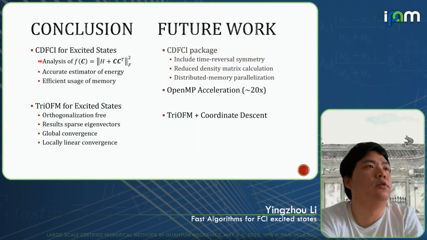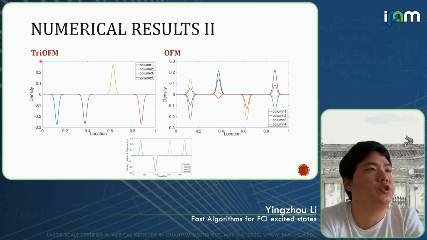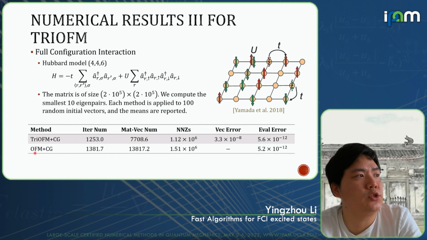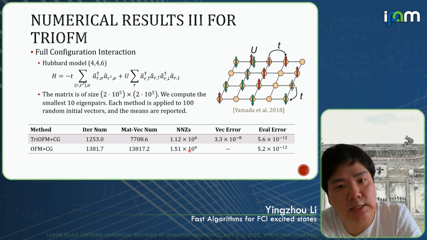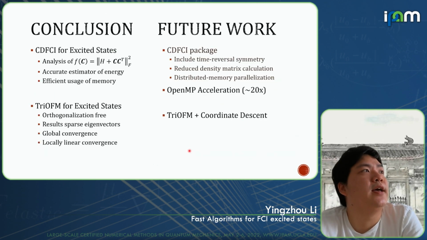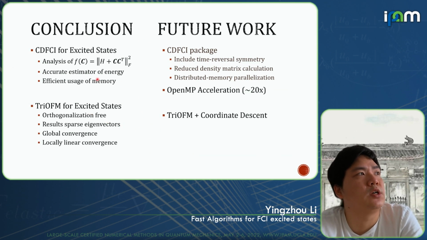Numerical results show that with triangularization and without triangularization, they have similar iteration numbers, but they can achieve different sparsities. Those are essentially the main message from the numerical results. And for the conclusion, we just listed it here. We have some conclusions for CDFCI and also TRIOFM. And we just want to emphasize the future work.